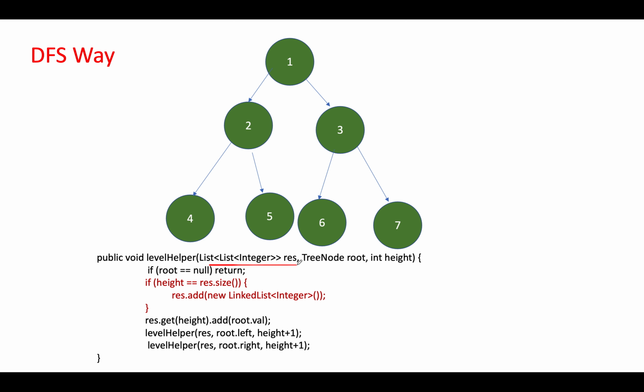This will store our result. This is the tree node, the root for the traversal, and we'll start the height from the 0th value. Let's get started. We'll first check whether root is null or not. Root is not null. We'll check the value of height. Height is 0. And what is our answer set size? Size is also 0. So it is a matching condition, and we'll create a new entry in our answer set.